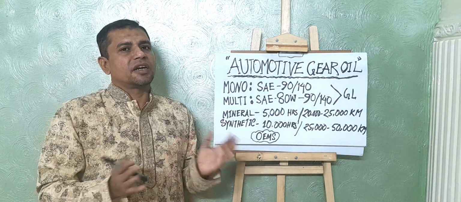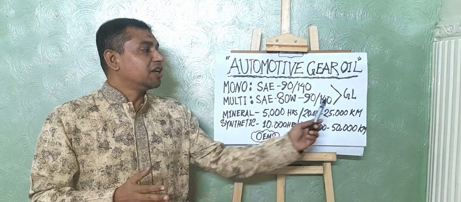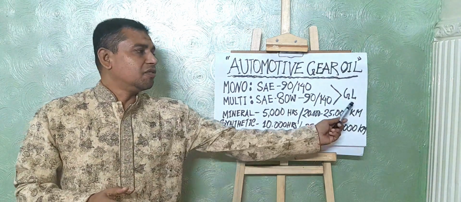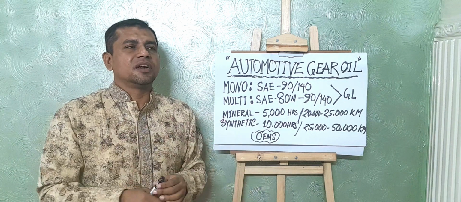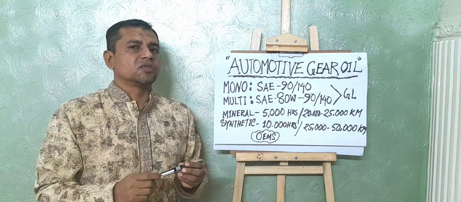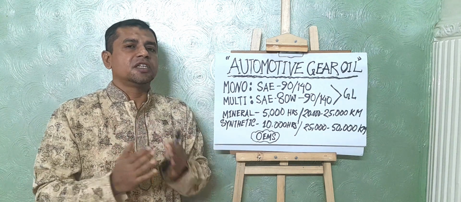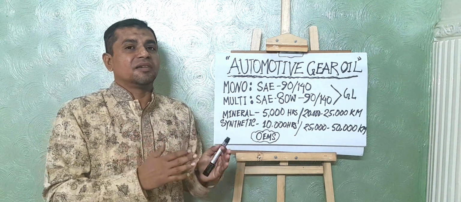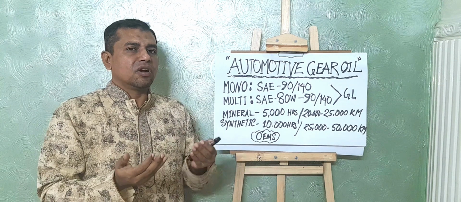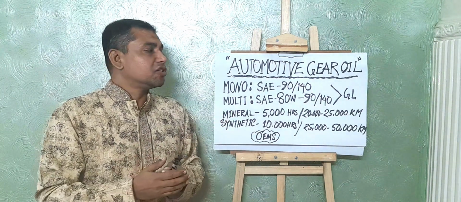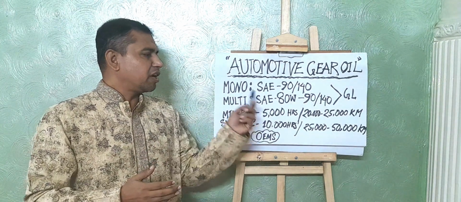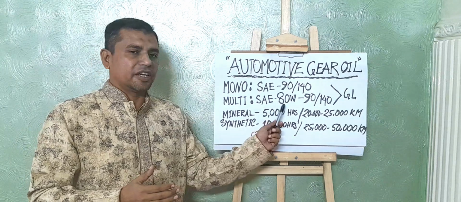Sometimes I hear some questions: what is the meaning of GL? GL is gear lubrication: GL1, GL2, GL3. Basically, these are parameters set by the manufacturer, covering what type of base oil and what type of additives are used in your gear lubrication manufacturing. So that's the basic difference between mono and multigrade gear oil, the W factor.